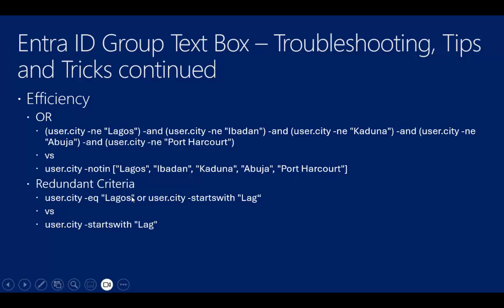Redundant criteria are things that don't really need to be put together to achieve your goal, right? So user city equals Lagos, or user city starts with lag. Well, these are both the same, so you don't need both. One or the other would get you what you need. In this case, using starts with makes sense because you'll get Lagos and you'll get other things that might start with lag, or if you want to be more specific, just use the equals, right?